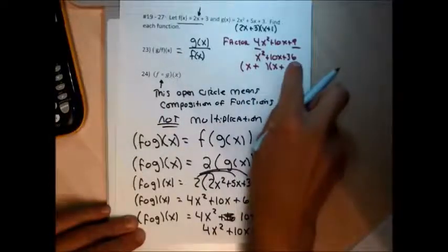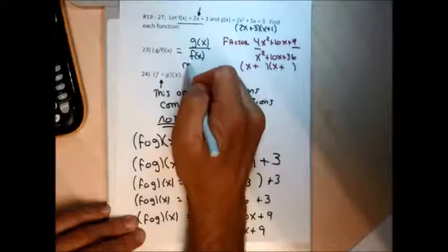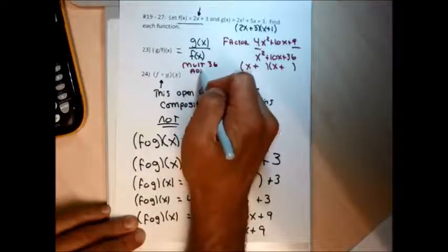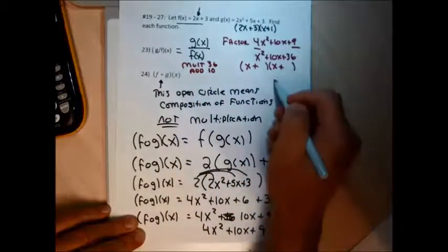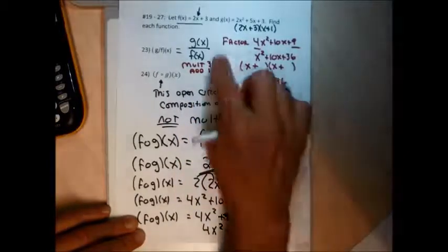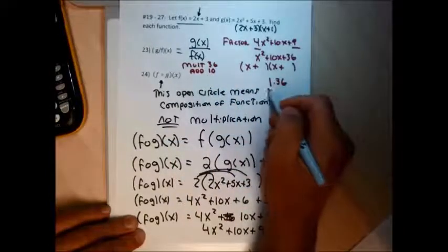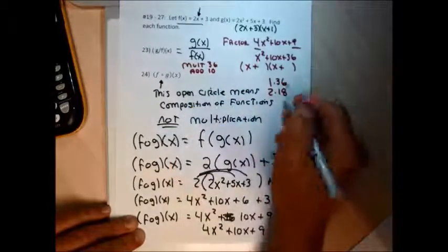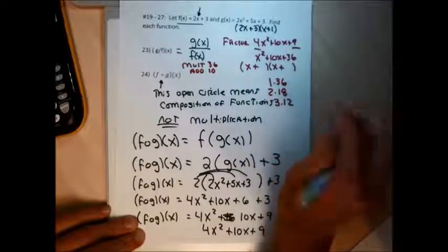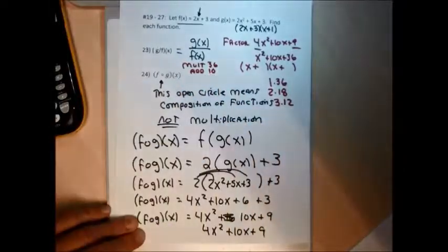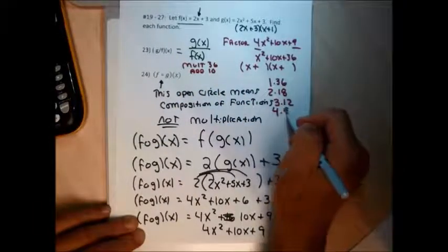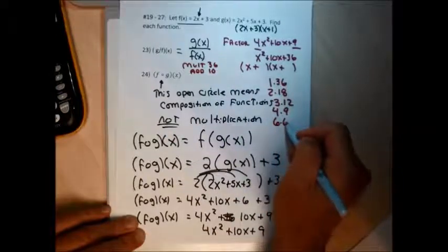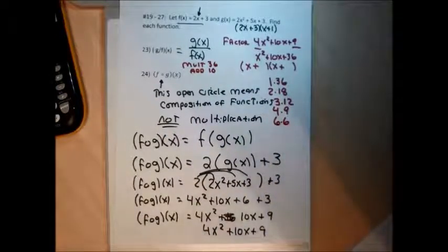Here, my lasts have to multiply to 36 and add to 10. So I'm going to write all the factors of 36. 1 times 36 multiplied to 36, those don't add to 10. 2 times 18 multiplied to 36, those add to 20 and not 10. 3 times 12 multiplies to 36, those add to 15, which isn't 10. 4 times 9 multiplied to 36, those add to 13, which isn't 10. And 6 times 6 multiply to 36, but add to 12, that isn't 10.